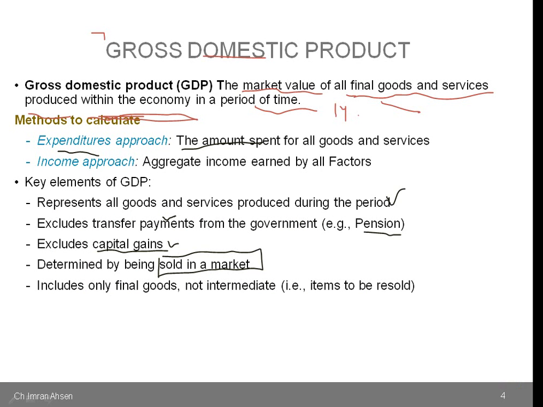It includes only final goods, not intermediate goods. It means we cannot add up the market value of wheat, but we add the market value of bread and other things made from wheat, like cake or biscuits. The value of those biscuits, breads and cakes is included in GDP, not the wheat.